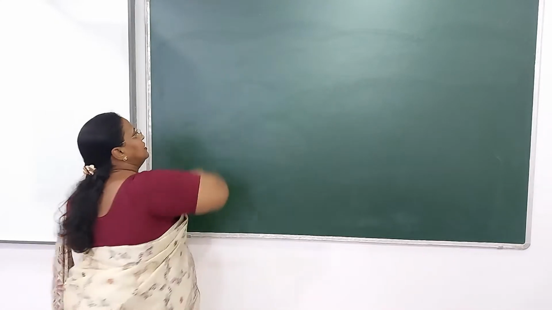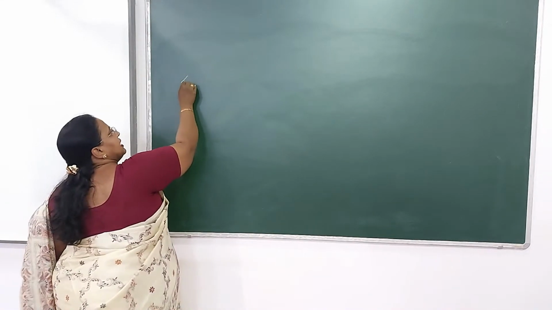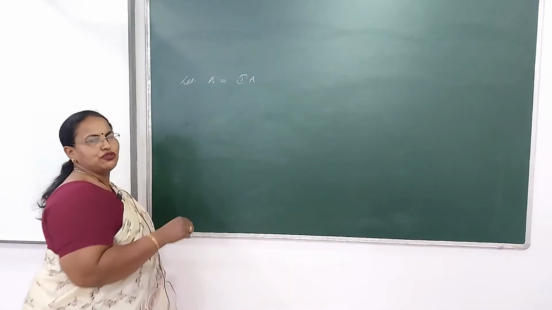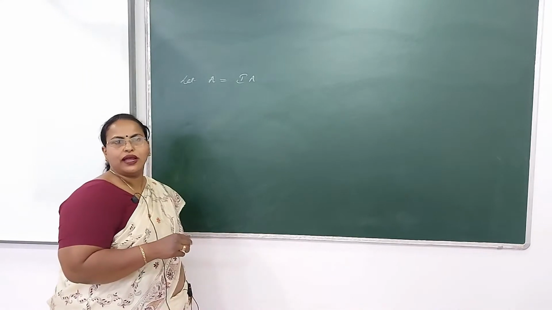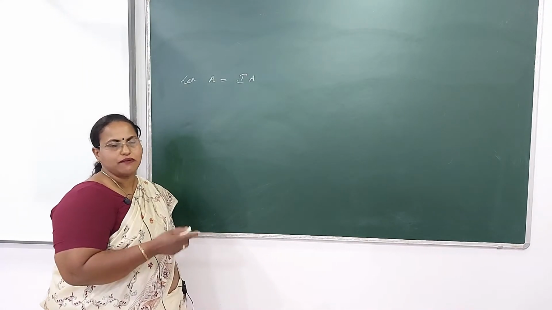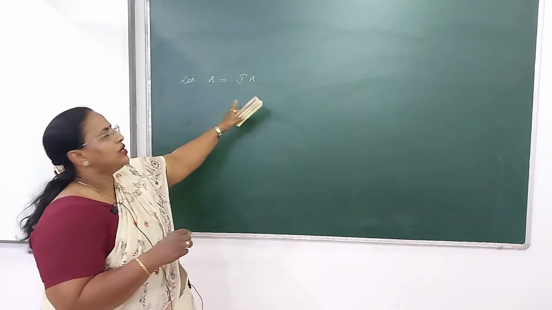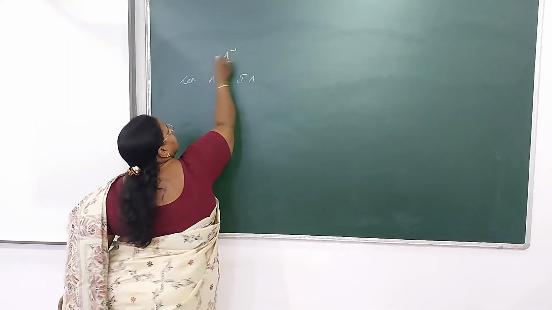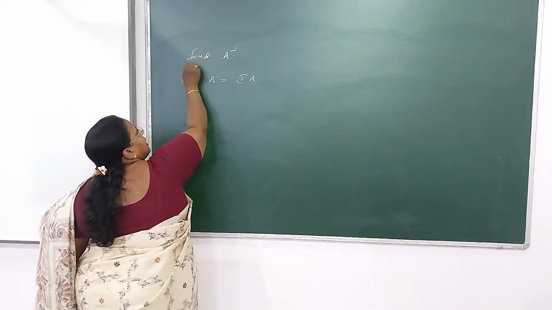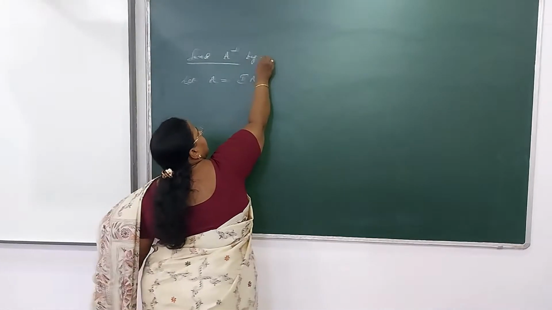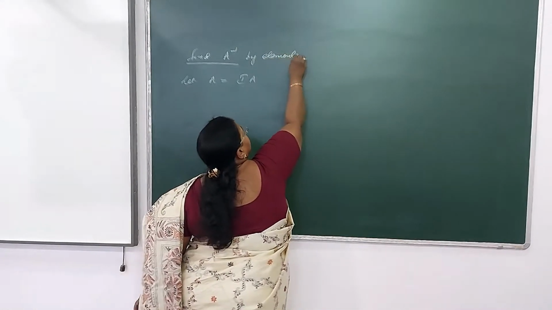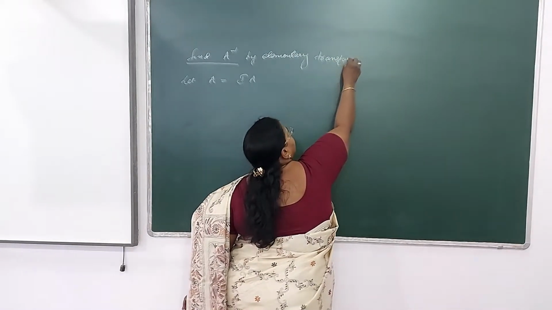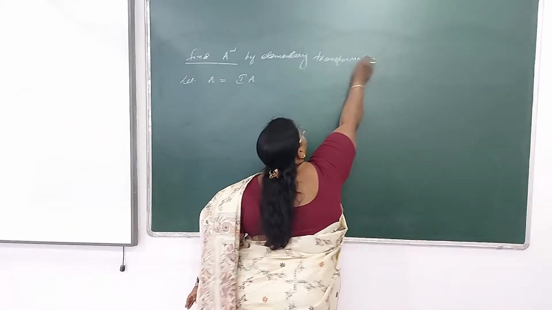So see the procedure. For this, we'll take A equals IA. Now this is a very basic concept, you know very well: when an identity is multiplied to any matrix, you get the same matrix back. So let A equal IA. We are going to find the inverse of this matrix. That means the question is to find A inverse by elementary transformation. Either you can go for row or you can go for column.